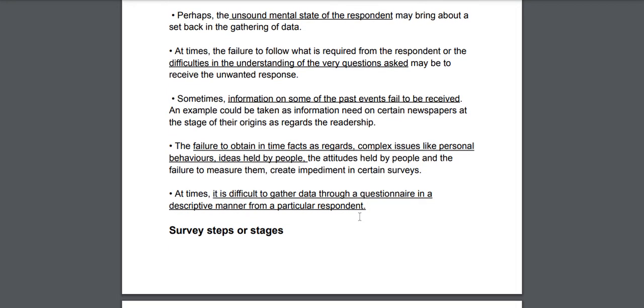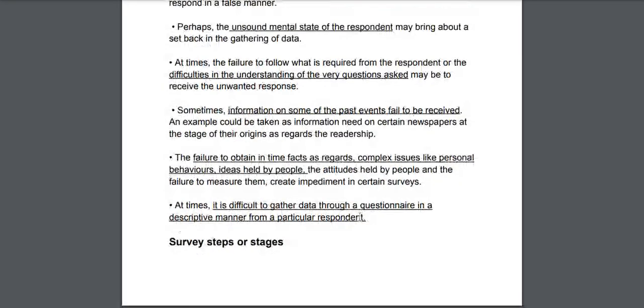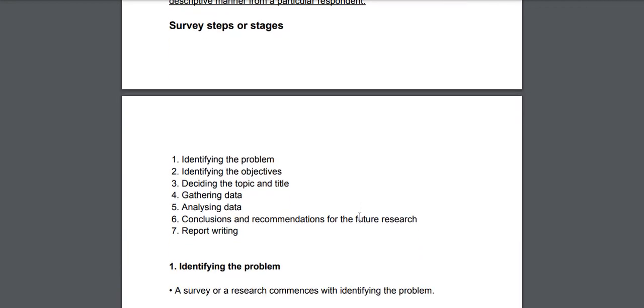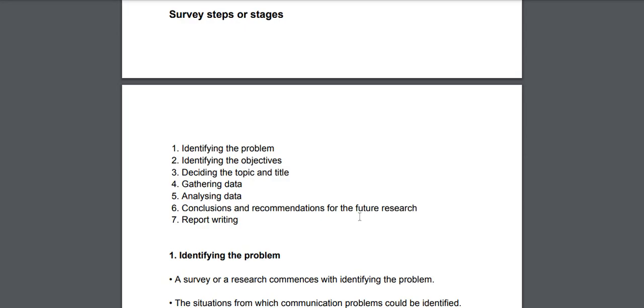Okay. Yes. So those are the things that you need to remember as the advantages and disadvantages. So here what you have to do, you have to select at least 4 and practice to write. Then you have survey steps and stages, right? This is also very important because they are asking questions from this one.